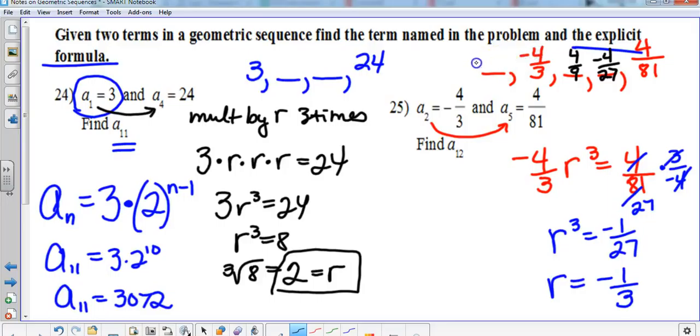So we ended up starting with positive 4. Everybody okay? Or you could take negative 4/3 and divide it by that ratio. And you get 4. And that's the first term. Okay. Now what? We're supposed to find the explicit form and the 12th term. We didn't do anything we're supposed to yet.